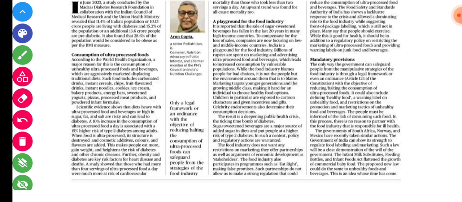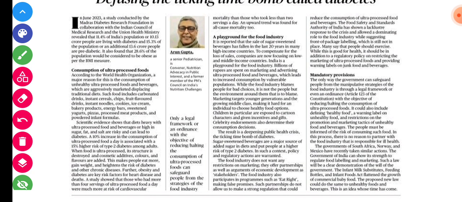And why is ultra processed food a cause behind diabetes? When the food is ultra processed, its structure is destroyed and cosmetic additives, colors, and flavors are added. This makes people eat more, gain weight, and heightens the risk of diabetes and other chronic diseases. So, because of this, obesity and diabetes are key risk factors for heart disease and even death. The WHO study shows that those persons who have more than 4 servings of ultra processed food a day are at much higher risk of cardiovascular diseases, and even mortality, compared with those who took less than 2 servings a day.